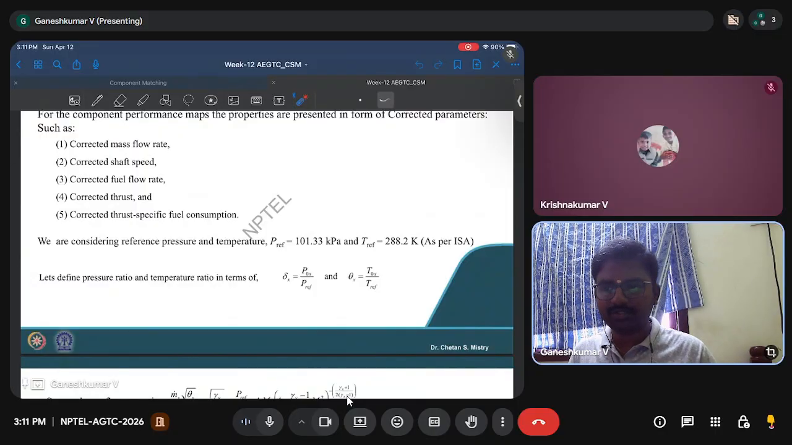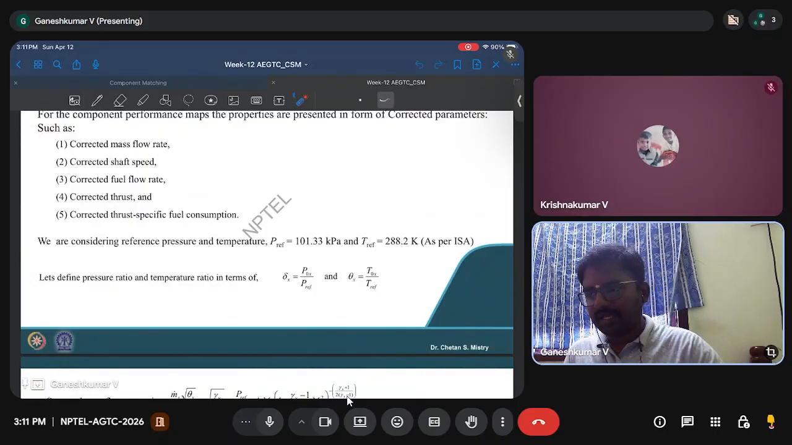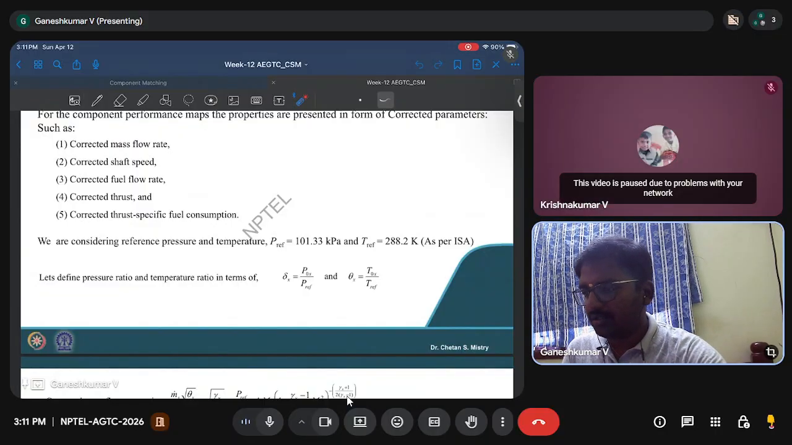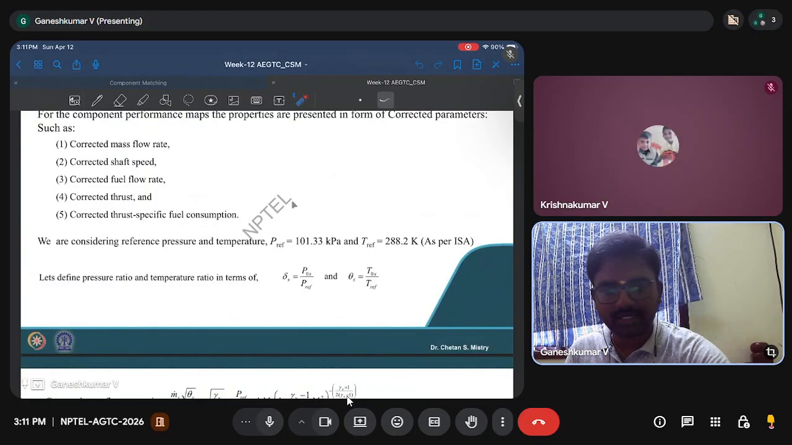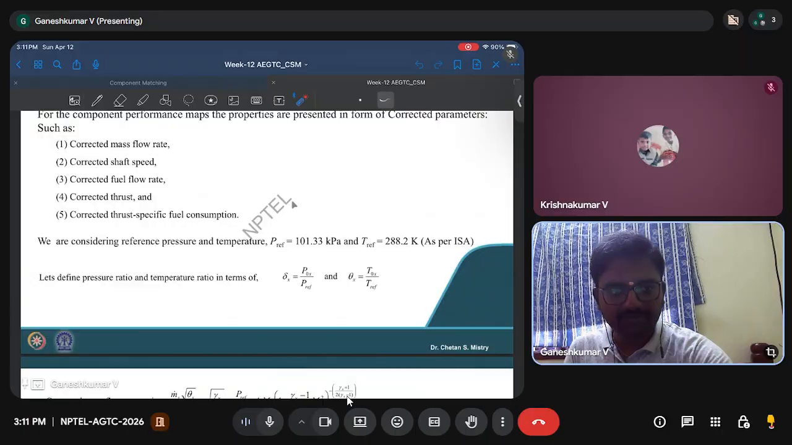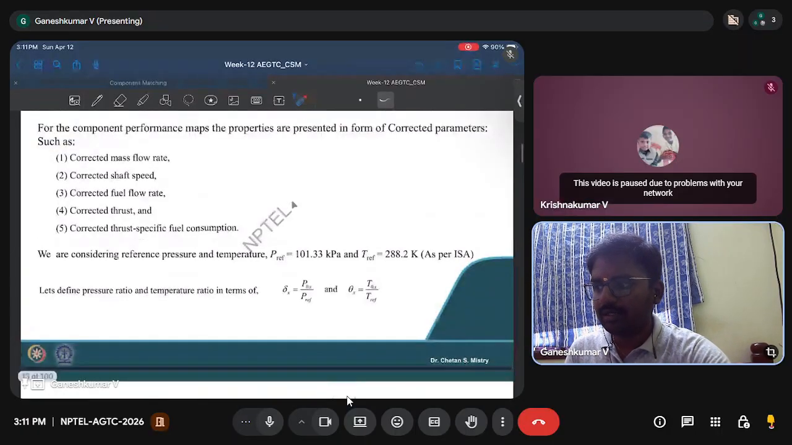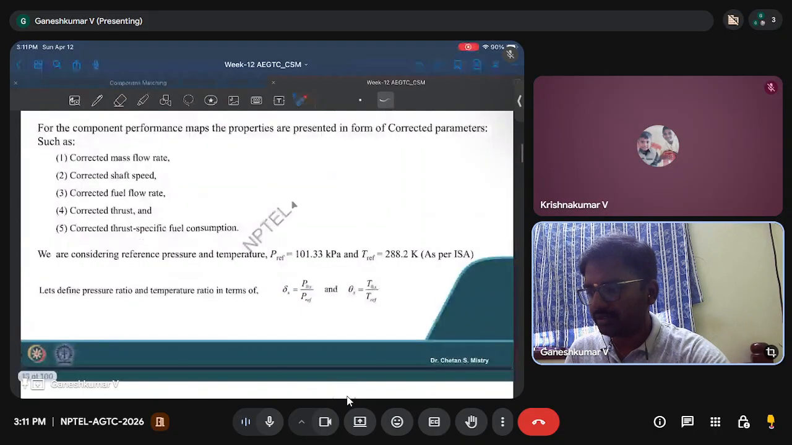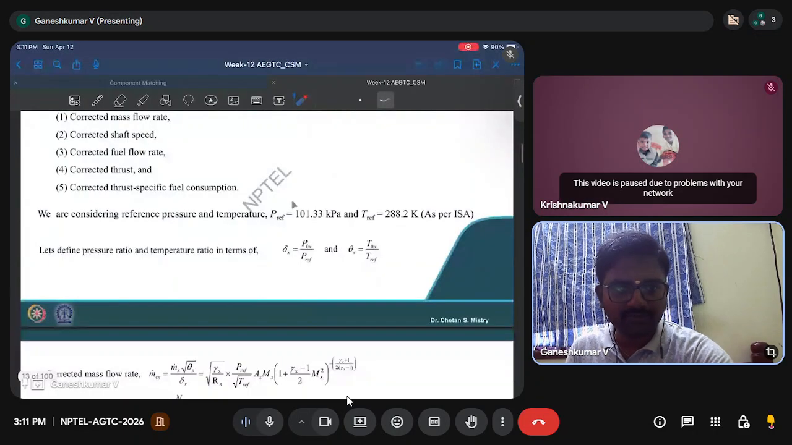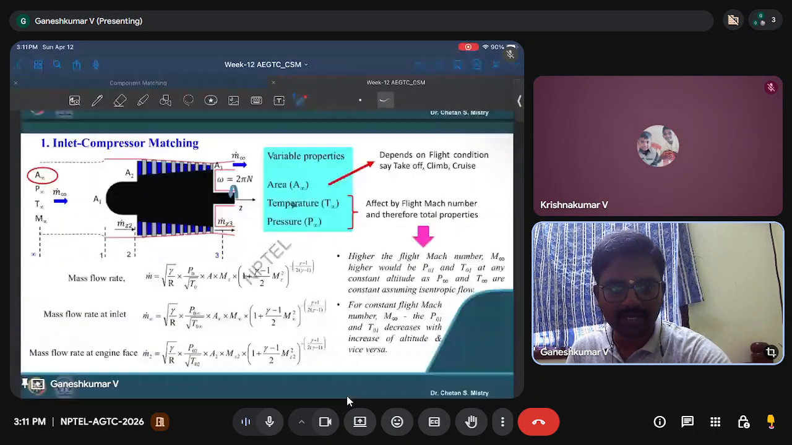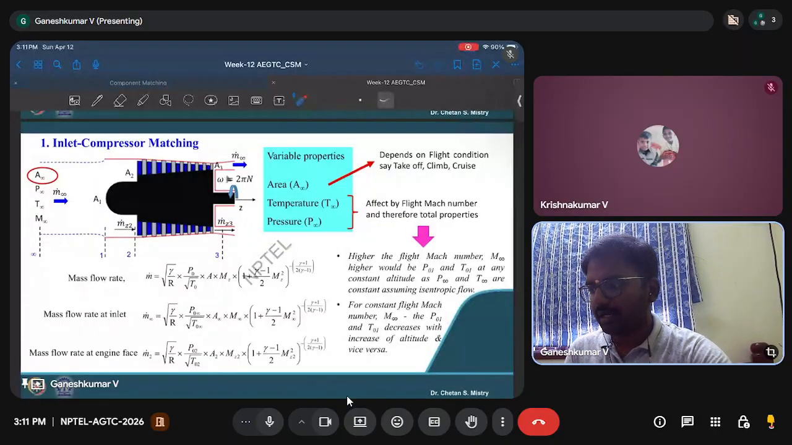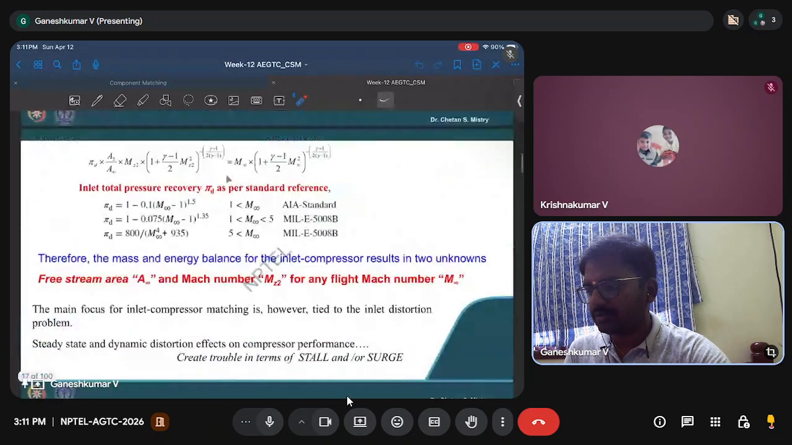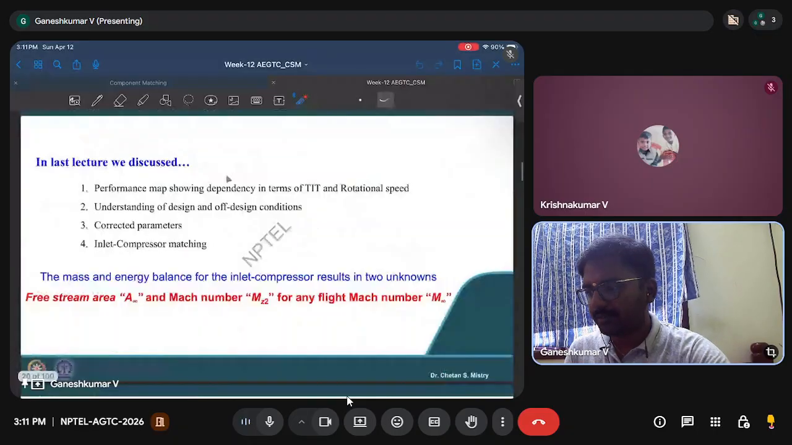We will use that information to find out what should be the PT4 setting. For that, we defined a lot of new parameters: corrected mass flow rate, corrected shaft speed, fuel flow rate, thrust, and corrected thrust specific fuel consumption. And we did the mass flow rate and energy conservation matching between different components. First is inlet compressor matching, and we did similarly compressor combustor matching.